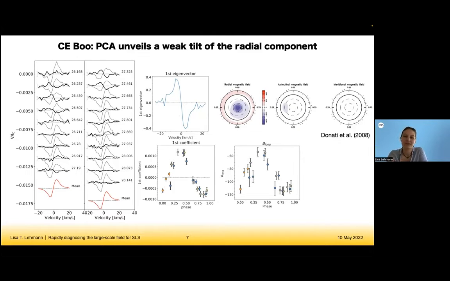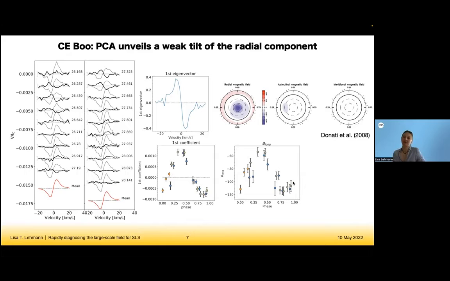If we compare this now with the ZDI map Donati et al. in 2008 determined, we see here we have really a polar dipole with a very tiny tilt pointing to phase 0.8, 0.9, as we expected to see from the PCA analysis.